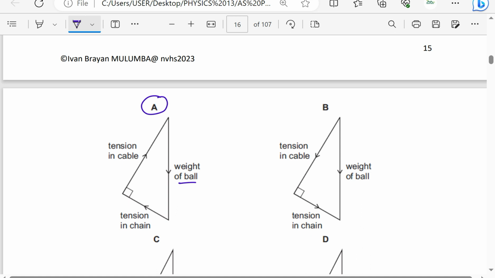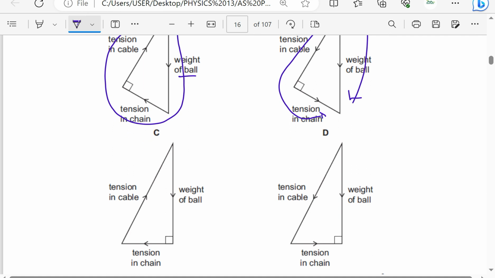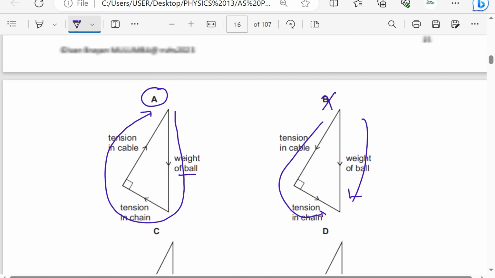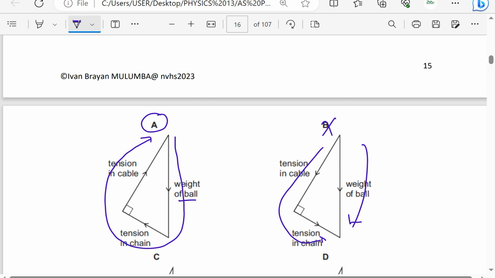First of all, this should be forming a closed triangle for a body in equilibrium. It is a continuous slope. When you check this one here, this is not a continuous slope, so there's no equilibrium there. These two vectors are like this, and then the other one is the other way around, so there's no equilibrium there. There's a resultant according to the diagram. This one is showing a continuous loop, but it is showing that the tension in the cable is horizontal, yet it wasn't horizontal. This one also has changed the direction of the tension in the chain. Look at the tension in the chain, it is not in the horizontal direction. So it means our answer is going to be A.